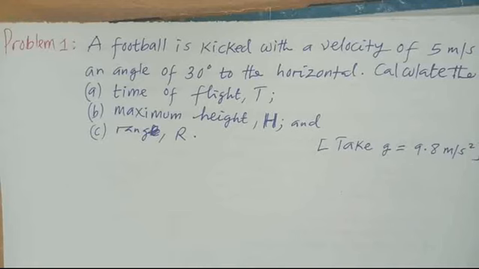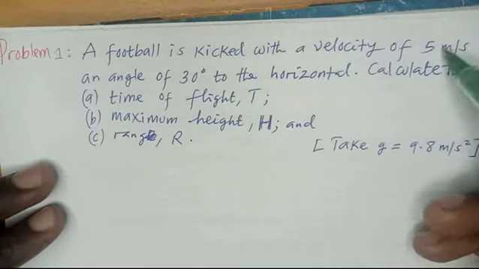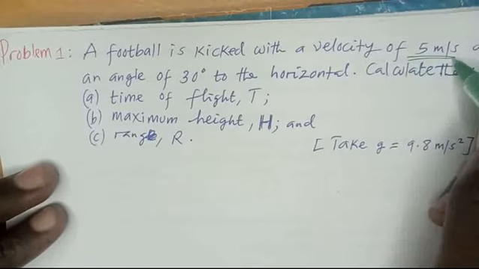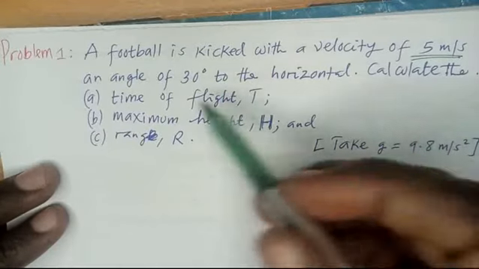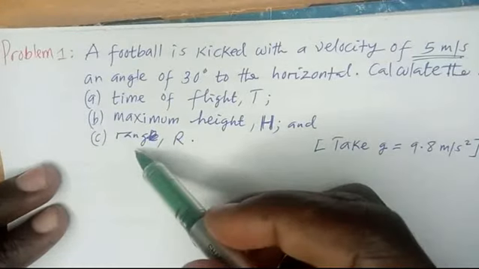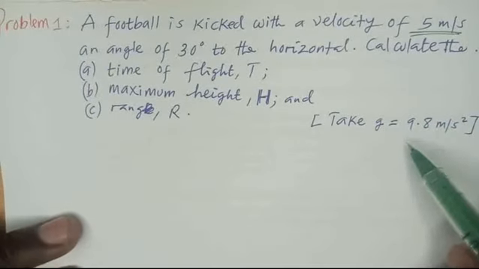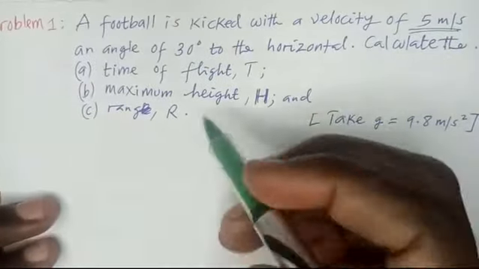Without any delay, let us see problem 1. Problem 1 says a football is kicked with a velocity of 5 meters per second. This is the initial velocity of projection, at an angle of 30 degrees to the horizontal. Calculate the time of flight, capital T, the maximum height, capital H, and the range, capital R. And in doing so, if you need g, then take g as 9.8 meters per second squared.